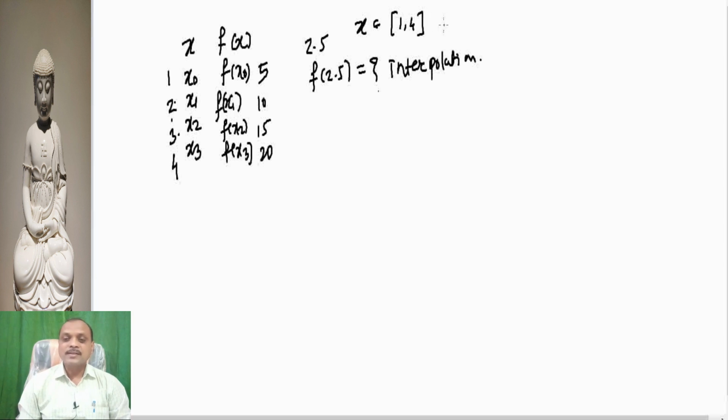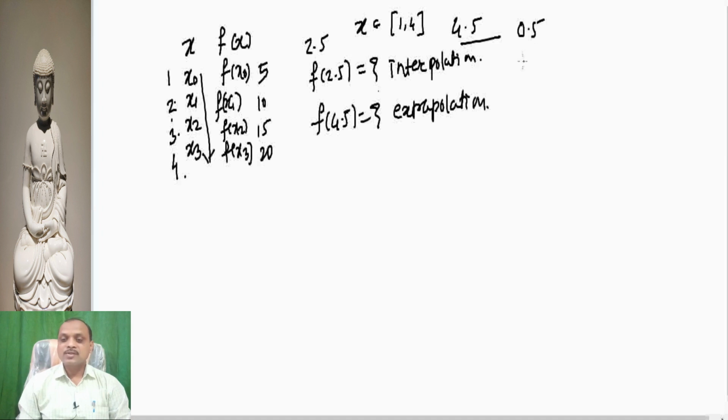Sometimes it is asked to find the value of the function at, suppose, 4.5. Then you can see that this is beyond the domain of this function, and this type of problem, finding the value at such a point, is called extrapolation. This is not in the domain of this function. Similarly, whenever we need to find the value at 0.5, this is also not in the range of the domain values of the independent variable. So this is also called extrapolation.